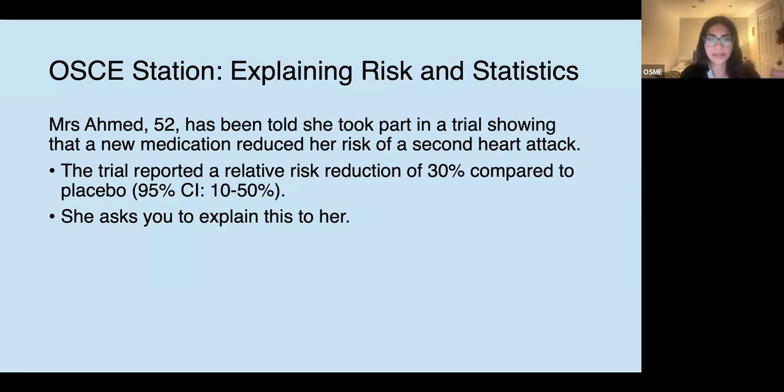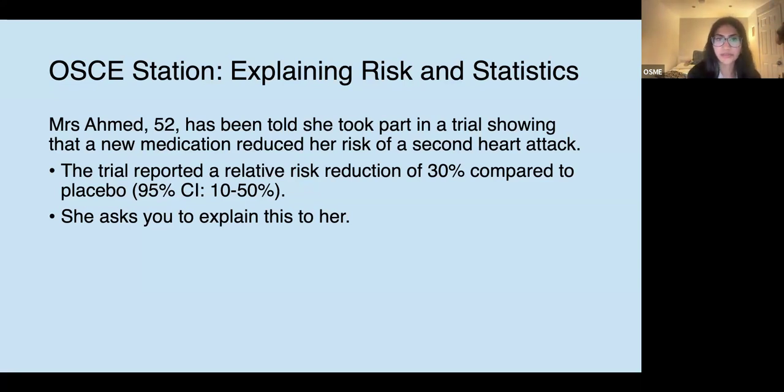Firstly, we have to explain what relative risk reduction is. For all of these percentages, when we're speaking to patients, it's nicer, instead of talking in chance and percentages, to give them an absolute number of people and say how many people are affected. Let's say that the original risk of having a second heart attack is 10 in 100 patients. Then if you're taking this new drug, instead of 10, it will result in 7 in 100 people having had the second heart attack.